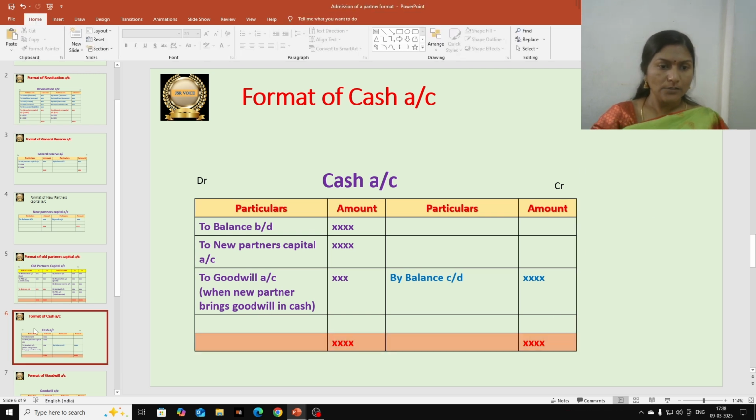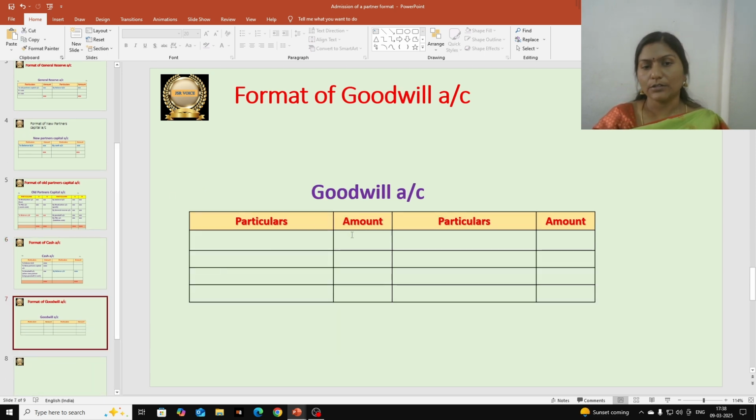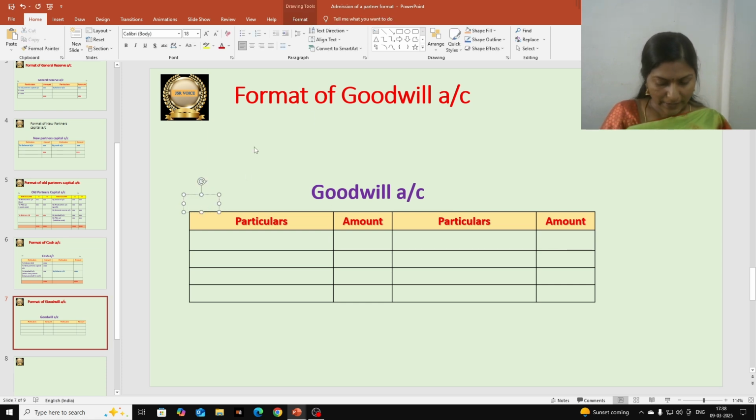Okay, so let us go to the next account, that is the goodwill account. The goodwill account also is a very simple account, where we are going to write a very small number of items. So what items are we going to write? First we are going to write on the credit side. Whenever goodwill is brought by the new partner, we are going to write on the credit side. What we write is: By cash account.